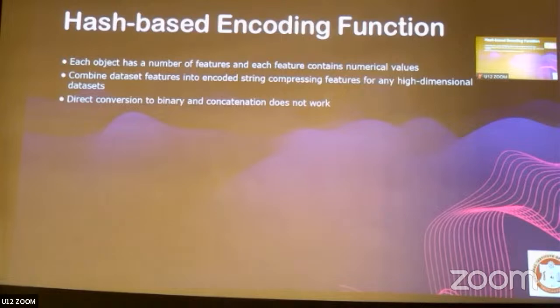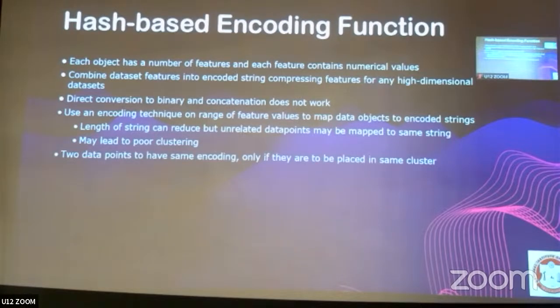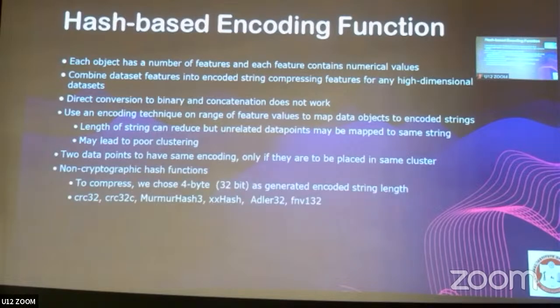The first encoding technique that we tried was using the existing hashing algorithms, which can compress the data. But the problem we faced was, if it is based on the feature values, then the same kind of problem as the frequency-based encoding can happen, where unrelated data can be mapped to the same object. This may lead to poor clustering. So this gives us the requirement that two data points should be mapped to the same encoding only if they are placed in the same cluster. And obviously we need non-cryptographic hash functions, because with cryptographic hash functions, even if the objects are similar, they might go much beyond the similarity, right?